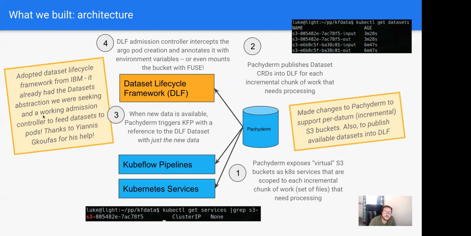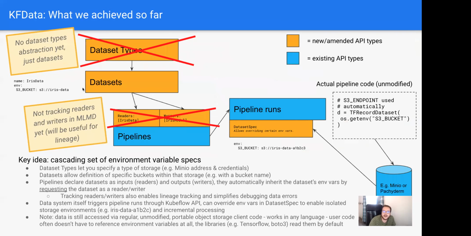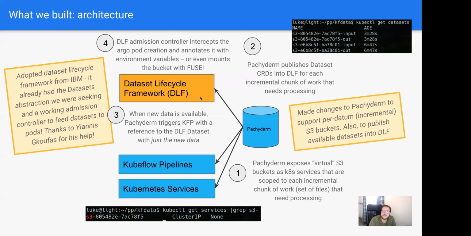It also has this working admission controller, and we had this puzzle of, well, if you have datasets and you attach them to pipelines, then how does the actual user code in the pipeline know that it's running with a certain data set? And we were going to build an admission controller that injected environment variables in, so that the S3 client code in the worker could actually connect to the right place. And fortunately, the DLF had already done that for us.